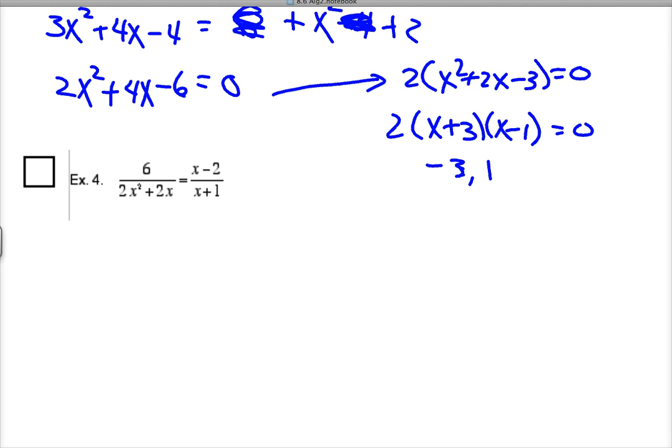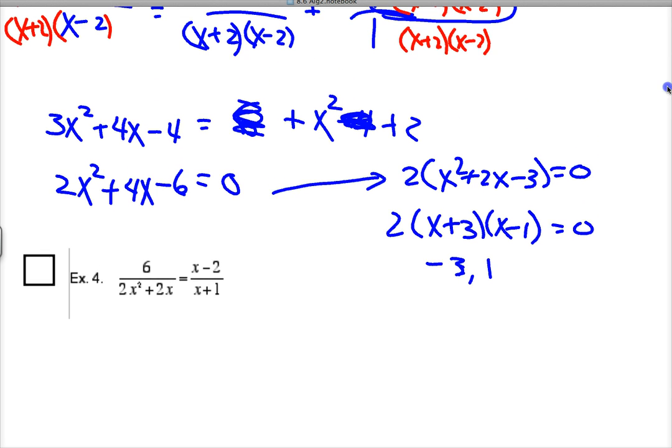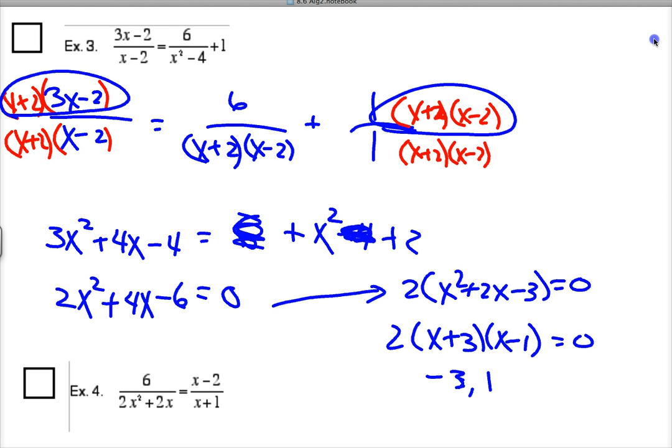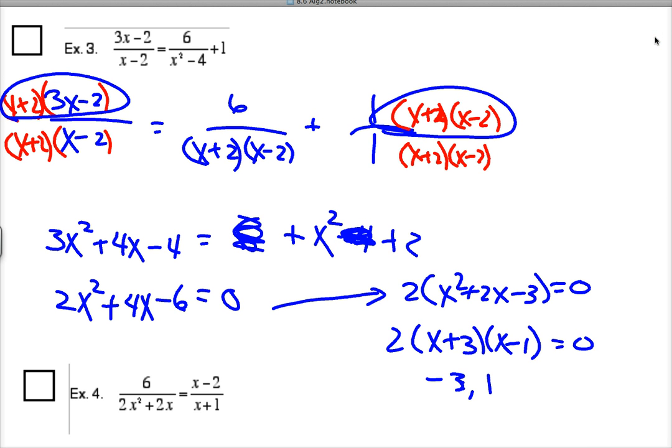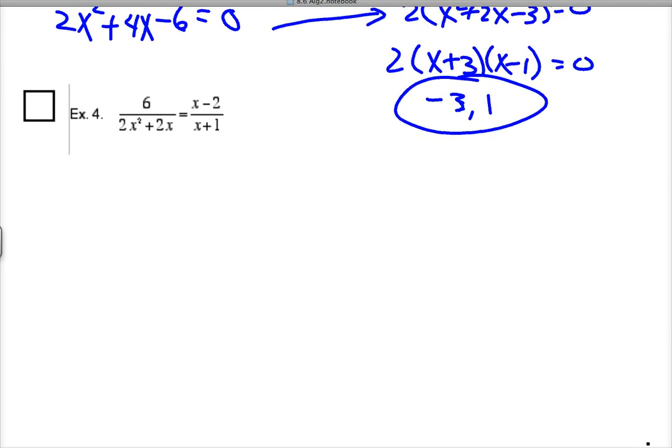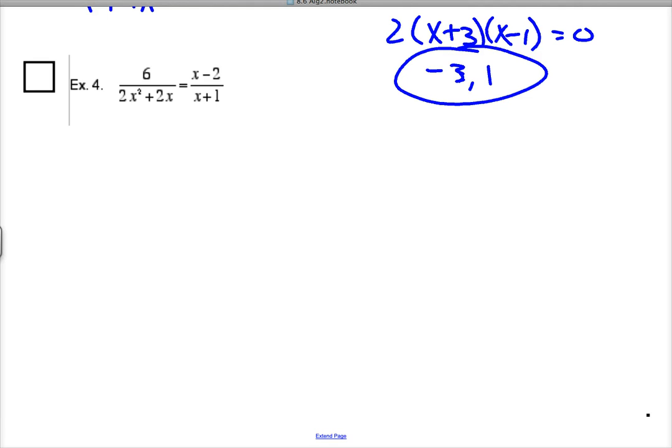Make sure it does not create complications with your original problem. Make sure that it's non-restrictions. Restrictions look like they'd be -2 and 2, because if I plug in a -2 here, I get 0. If I plug in a 2 here, I get 0. So I didn't get -2, I didn't get 2, so these are good. Example 4.